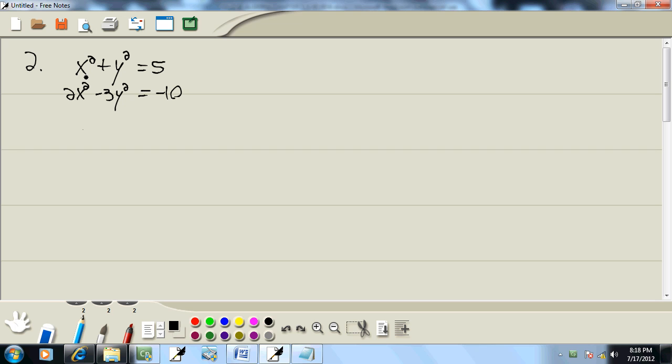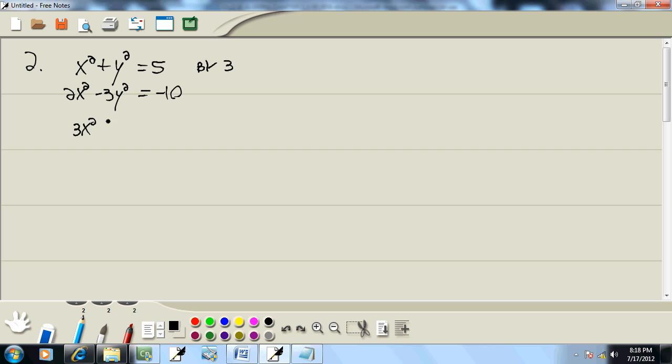And we have the x squareds in the same column, y squareds in the same column, and numbers on the other side, so that's okay. And now we need to multiply one or both of the equations by a number such that either the x's or y's are additive inverses of each other. I'm going to choose the y's. Now, additive inverse means if this is negative 3y squared, this is going to be a positive 3y squared. So we're going to multiply the first equation by 3.